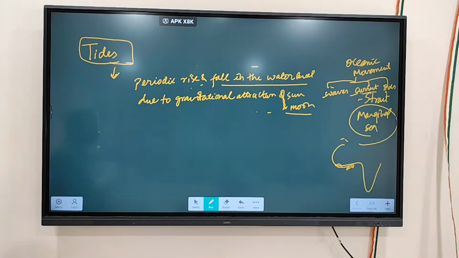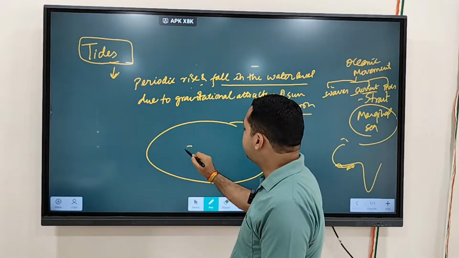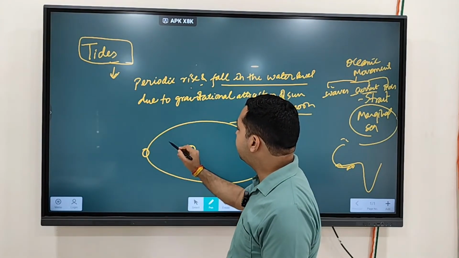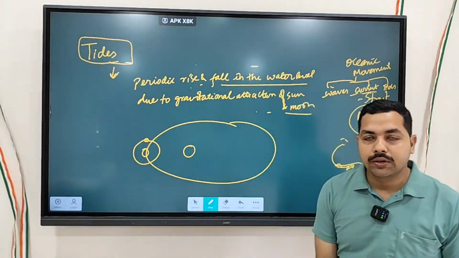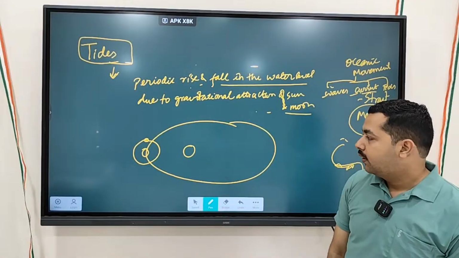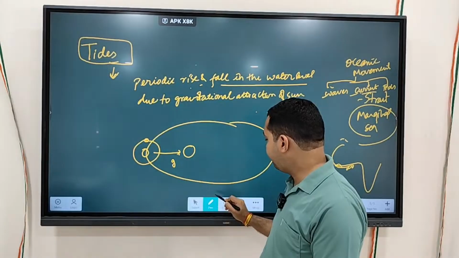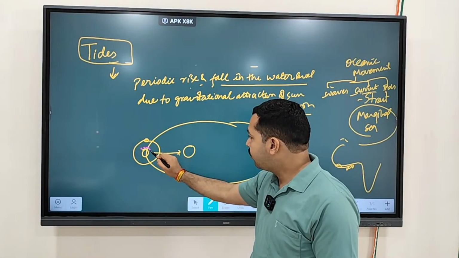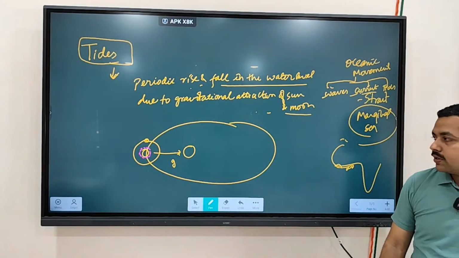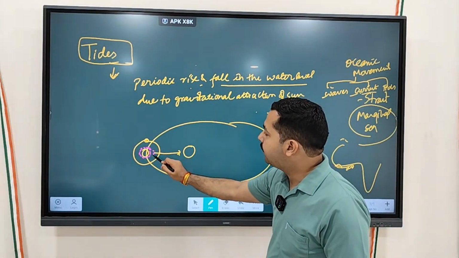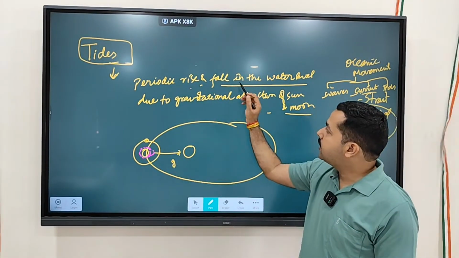Now, you know that the earth is revolving around the sun, and the moon is revolving around the earth. Since the sun has gravity, it is trying to pull the water on the earth's surface. So this is the earth, and there is water on its surface. The sun is trying to pull the water this side. That's why you'll see a high rise.